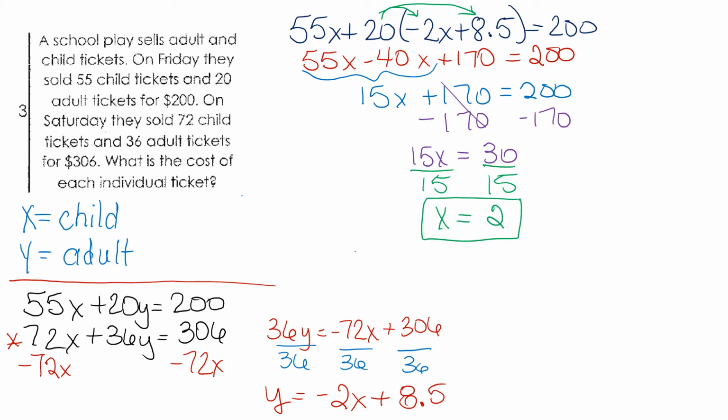Remember, your x represents the child ticket cost, so that would be $2 per ticket for a child. Then we need to figure out our adult cost, and so I'm going to use my 2 for x. I'm actually going to plug into the exact same equation. You're able to pick whichever equation you want to. So we're going to do 55 times 2 for the x plus 20y equals 200. 55 times 2 is 110. Bring down your other terms.